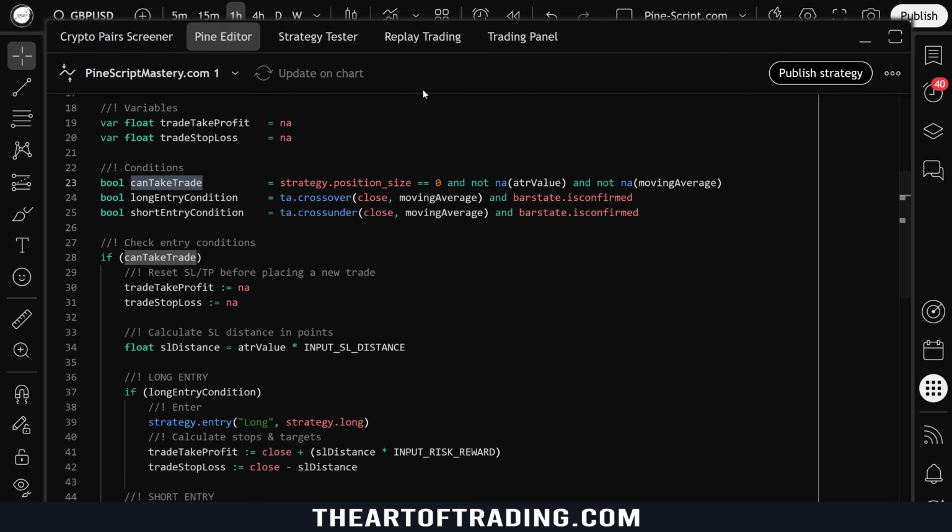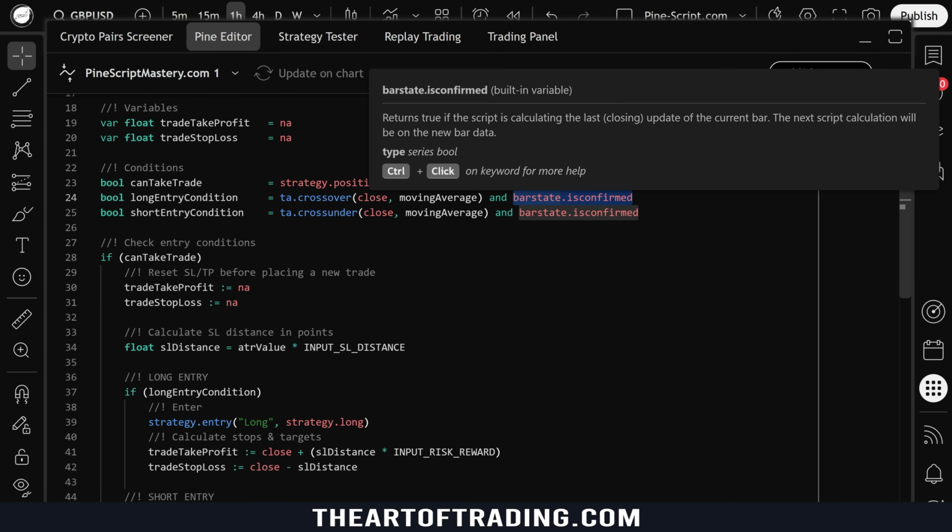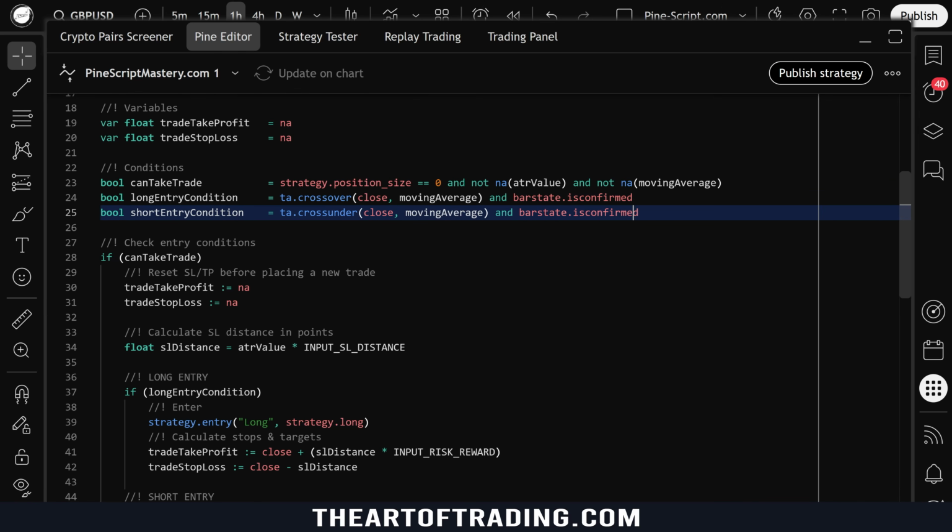So first we check, can we take a trade? The condition to take a trade is we need to be flat, so no open trades currently. The ATR value needs to be not NA, so we need to have a valid ATR value and a valid moving average value. Then our long and short entry conditions are a cross of price across that moving average, and this must have occurred when the bar has completed, it's closed. We don't want to be entering and exiting trades as price crosses that moving average in real time. We want to enter our trades when the bar state is confirmed.